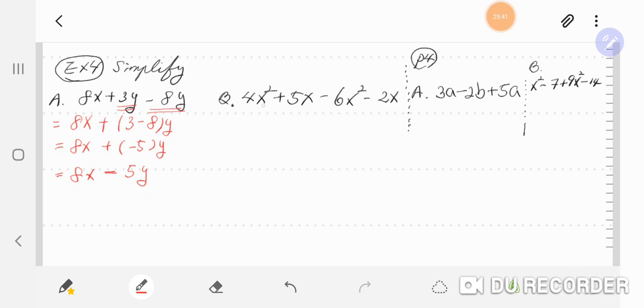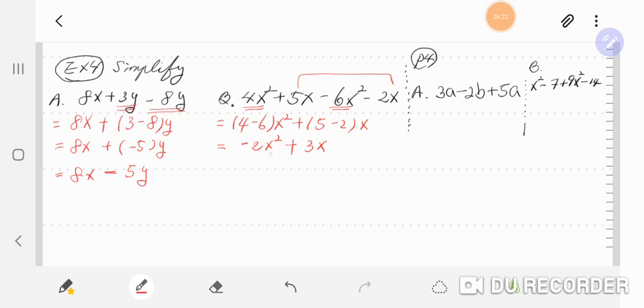Okay, the next one is 4x squared and negative 6x squared. These two are like terms. So we can add 4 and negative 6. Plus the next one is 5x and minus 2x. These two are like terms. So add the coefficients 5 minus 2. Put parentheses always. For the first expression, 4 minus 6 is negative 2. So negative 2x squared plus, for the second expression, 5 minus 2 is 3. So 3x.